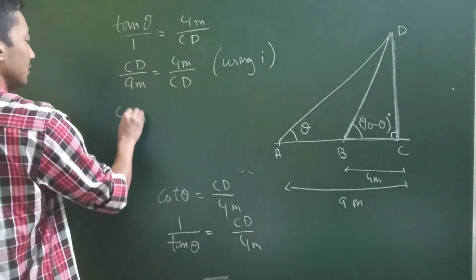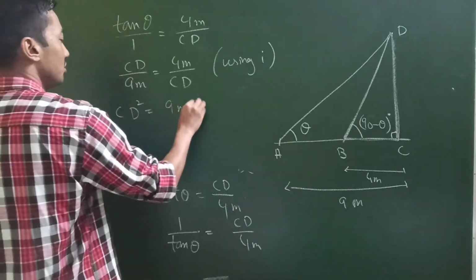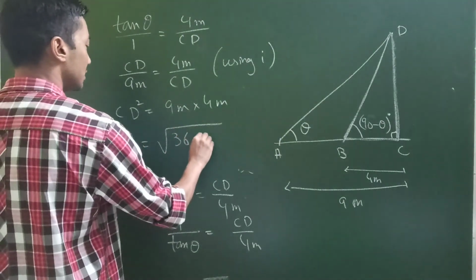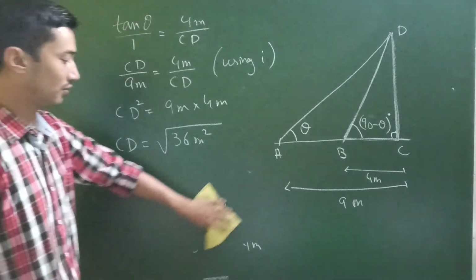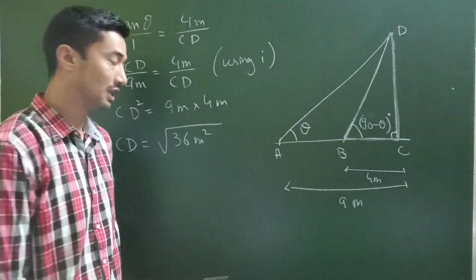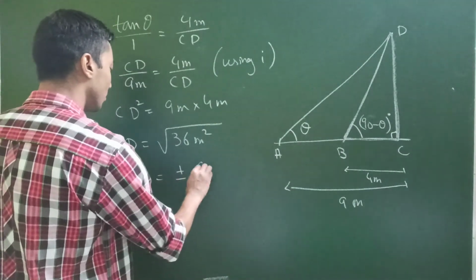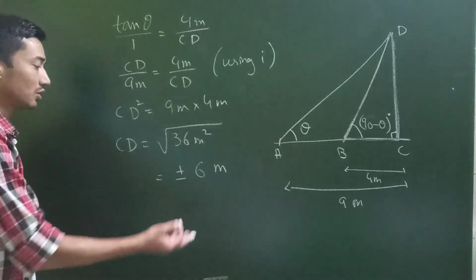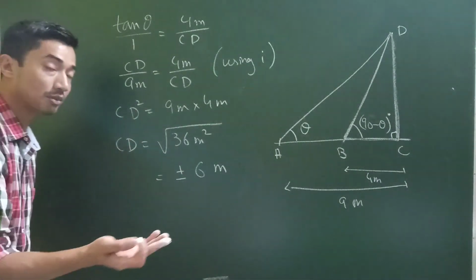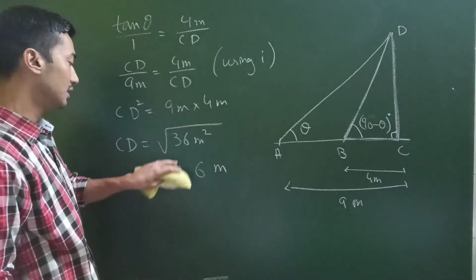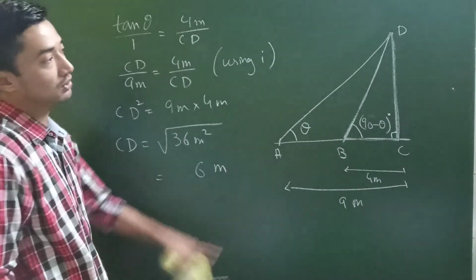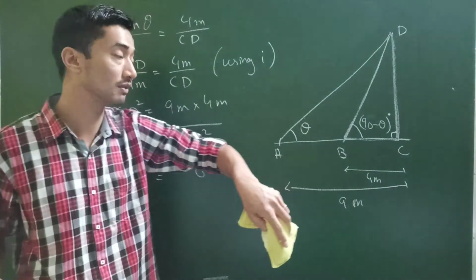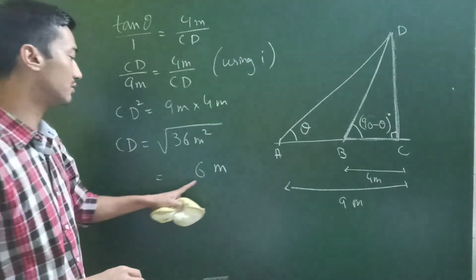Now cross multiplying, I have here CD square is equal to 9 meter into 4 meter. So CD will be square root of 9 4s are 36 meter square. Now CD, we are talking of length. Length can never be negative. So of course you may have been told to write down plus or minus 6 meter, because square root of 36 is 6 meter. But here this is enough, plus 6 meter, because CD is a unit of length. Length is never negative. This will always be positive. So here directly you can just write down 6 meters.